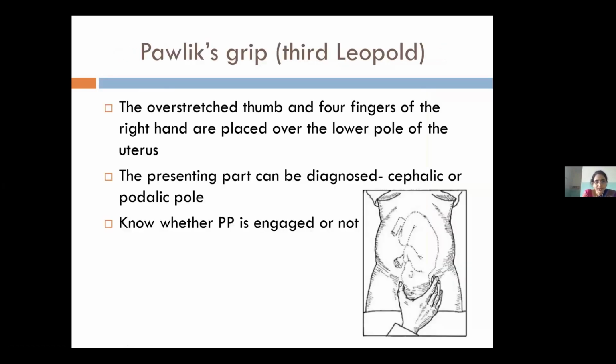And the third grip: how will you demonstrate the third grip? You still face towards the head of the patient, and with the outstretched thumb and the four fingers of the right hand placed over the lower pole of the uterus, with the ulnar border of the right hand resting on the pubic symphysis. The presenting part can be diagnosed, whether it is a cephalic pole or a podalic pole, and you can know whether the presenting part is engaged or not. This is the first pelvic grip.